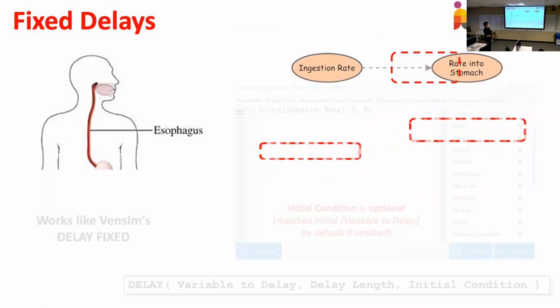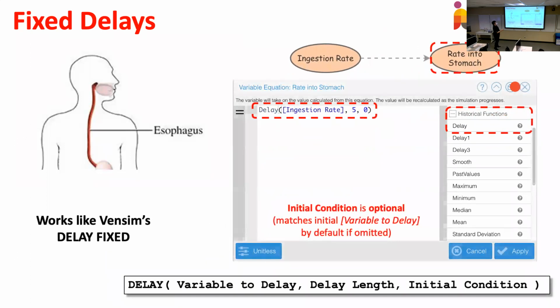And so you can also, instead of using the converter in Vensim to introduce this, use these functions. Now, in rate into stomach, Insight Maker has their own fixed delay. In Vensim, it was called delayed fixed. In Insight Maker, it's just called delay. So notice here, there's a list of functions here. This is in the old version of Insight Maker. When you opened up the equation extended box, these popped up here.